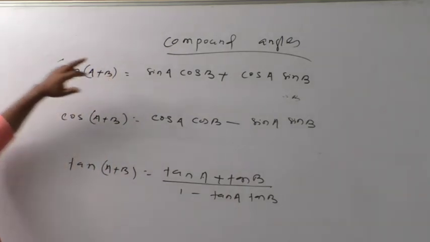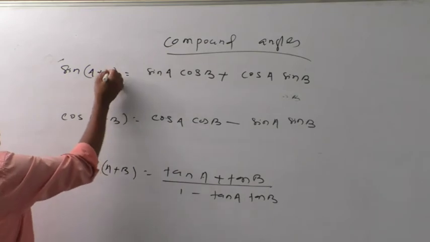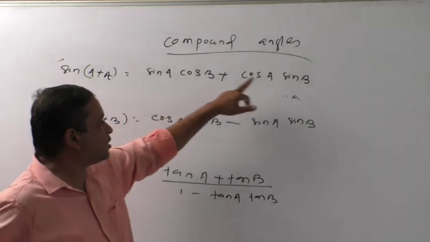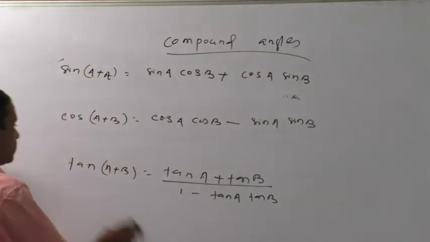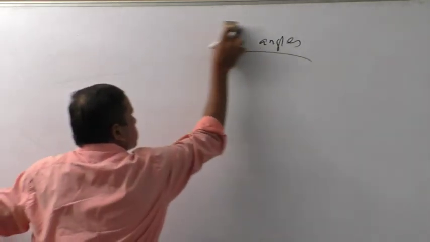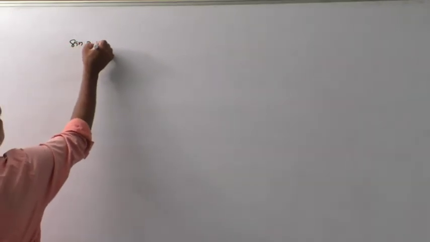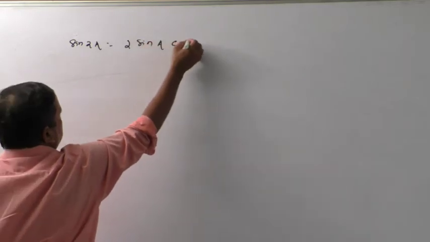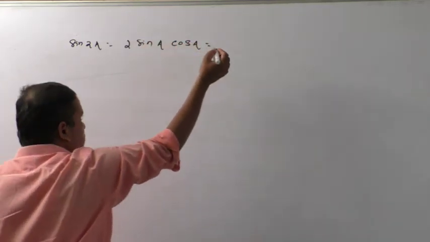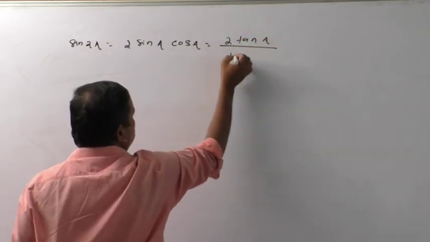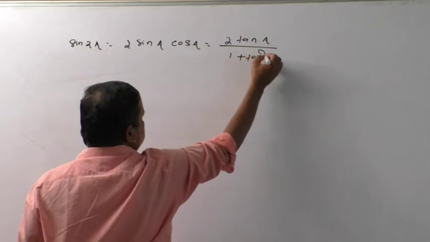In place of B, if you put A, this will be sin 2A, and there will be another formula. What is that? That is sin 2A is 2 sin A cos A. It has the tan form, that is 2 tan A by 1 plus tan square A.